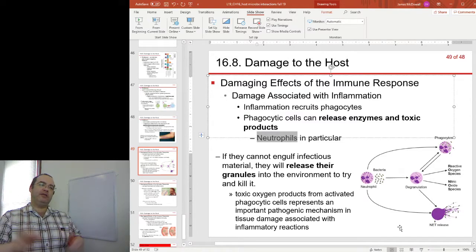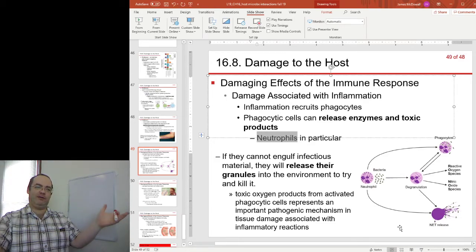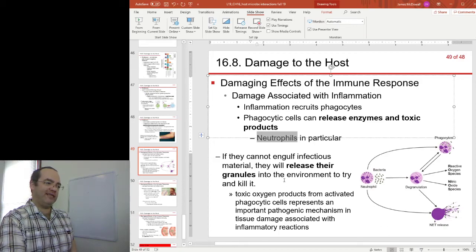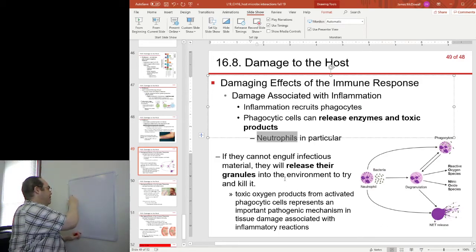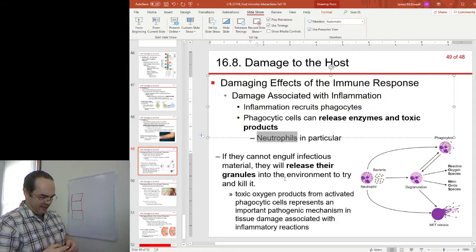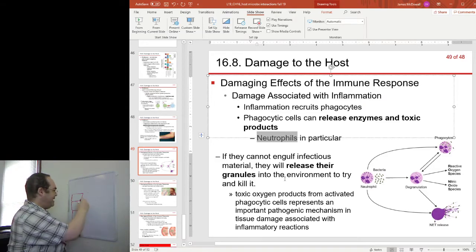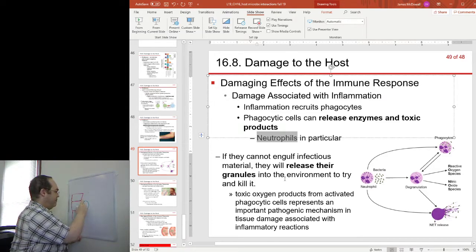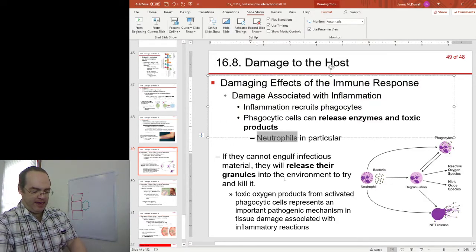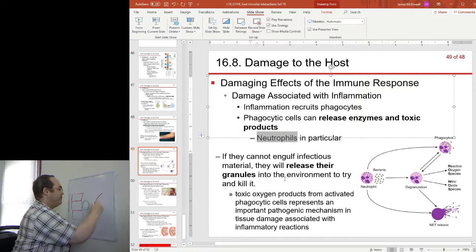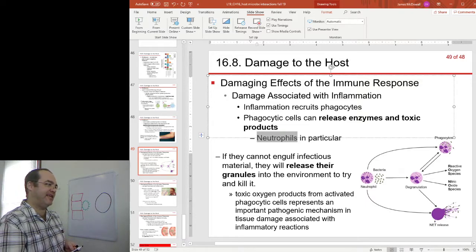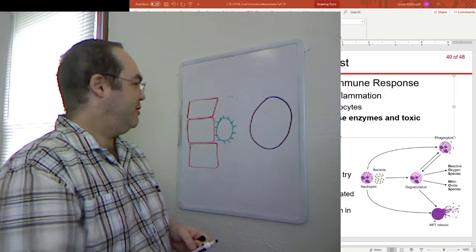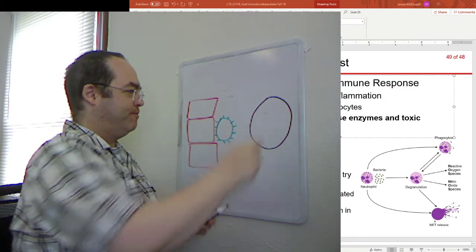Sometimes neutrophils can be phagocytes, they'll gobble up bacteria, but sometimes they just kind of burst. They will burst and release their granules. So here's the body cells. Here's the bacteria that is attached to the body cells. Here's our neutrophil arrived at the scene. So body cells, bacteria, neutrophil.